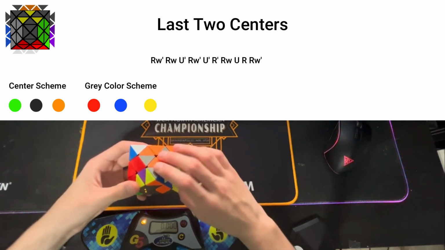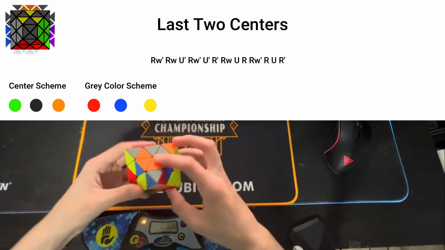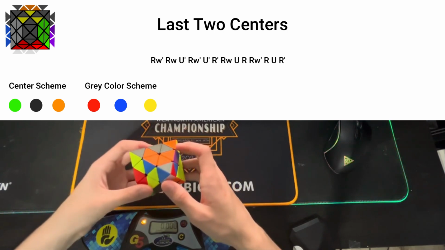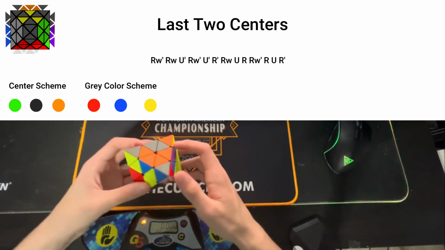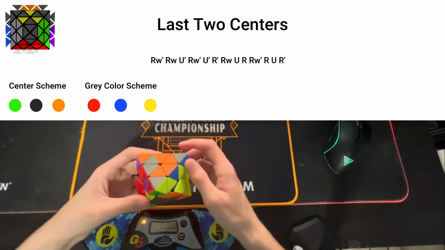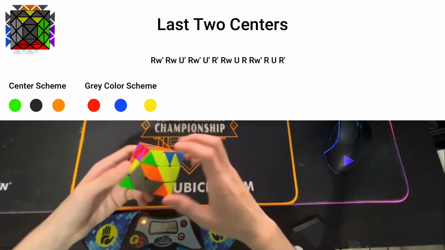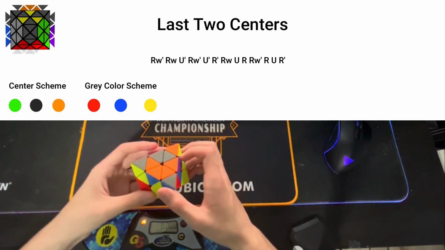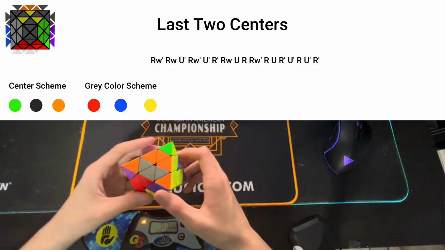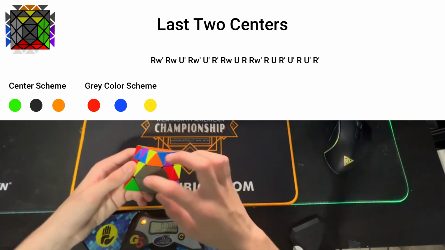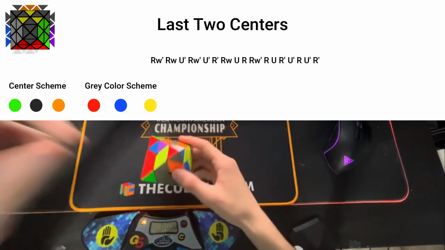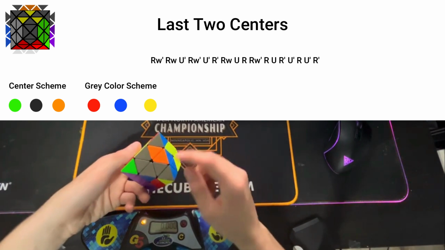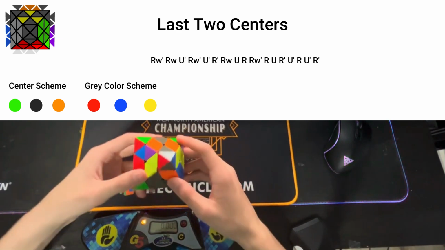So we would do R, U, R prime. And that gives us one of the easy cases, which is just a setup and it's just an insert. So we would do U prime, R, U prime, R prime. And that would solve both of these. And in the event where you have that case, but this triangle is here, you would do the same thing.